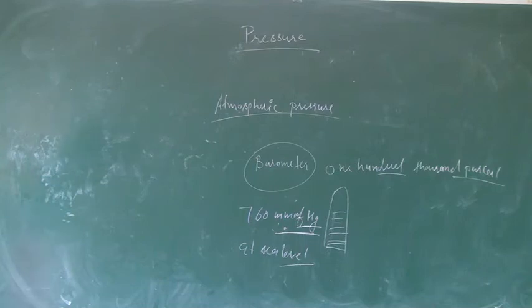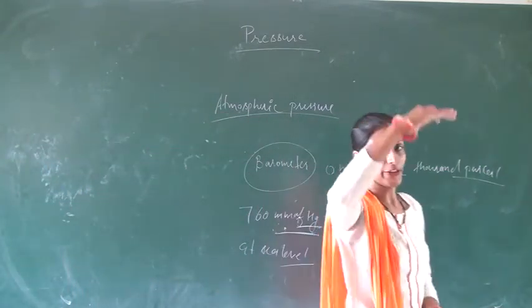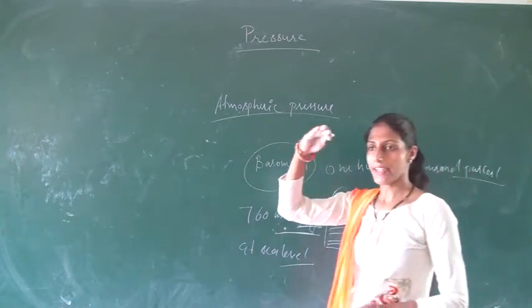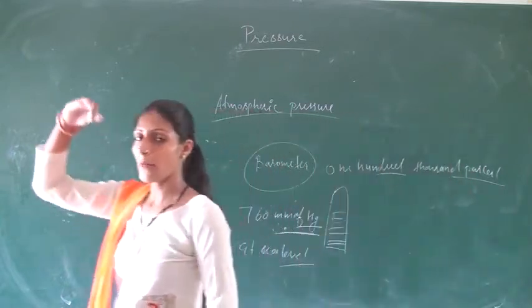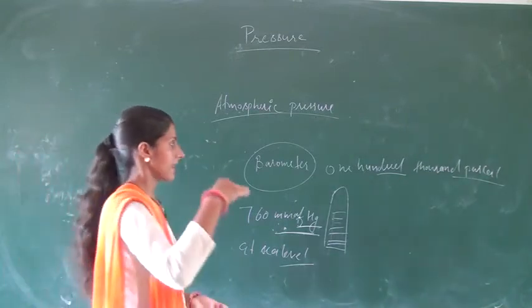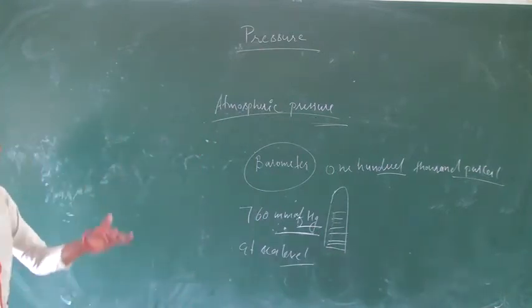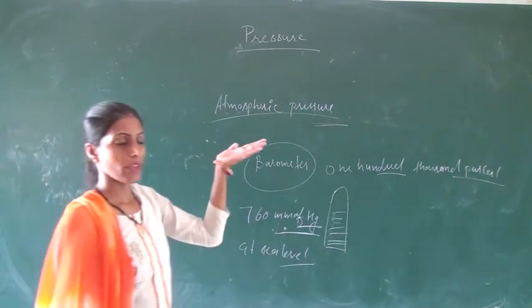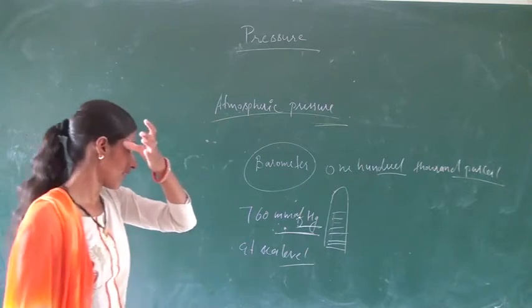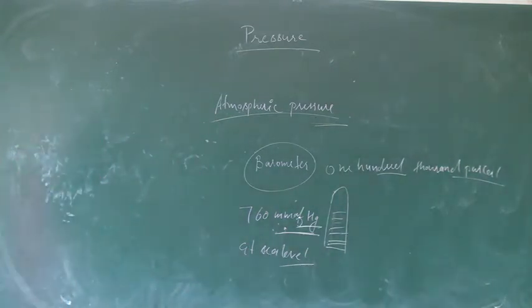After that, atmospheric pressure varies with altitude. Altitude means height. When we go upward, the height increases and the atmospheric pressure decreases. Due to the increase of the height, the level of the mercury decreases. Okay. After that, why do we need atmospheric pressure?